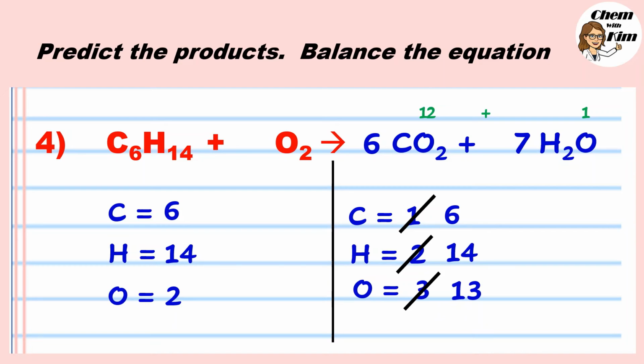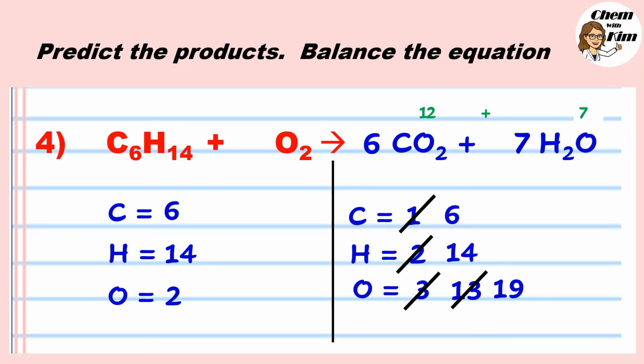So now I have 12 oxygen with the CO2, but there are 7 oxygen with the H2O. So that's going to give me 19 oxygen. And if I take a look at the O2 on the reactant side, it has a subscript of 2. So no matter what coefficient I put in front of the O2, once I multiply it by 2, it always has to be an even number.